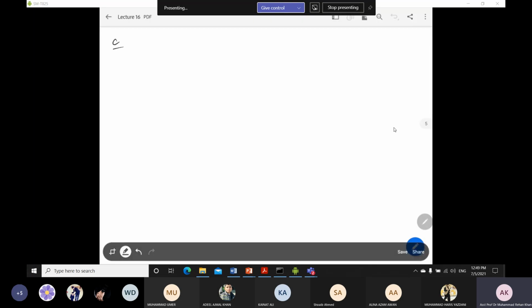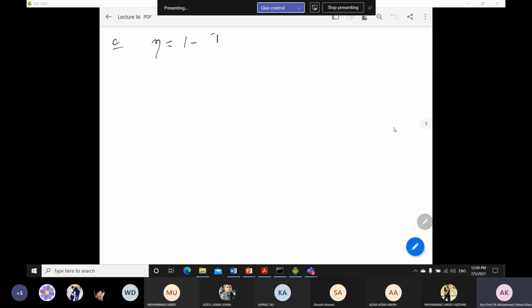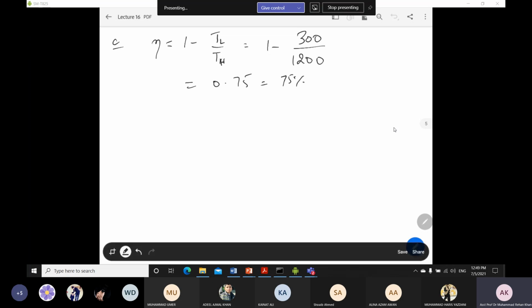Now your C part is to find the thermal efficiency. For thermal efficiency, we already know it is equal to the efficiency of the Carnot cycle, so TL over TH. Simply you have to put the values of TL as 300 Kelvin and TH as 1200 Kelvin, and you can solve it. It turns out to be 0.75, equal to 75%, for your thermal efficiency of the Carnot cycle.